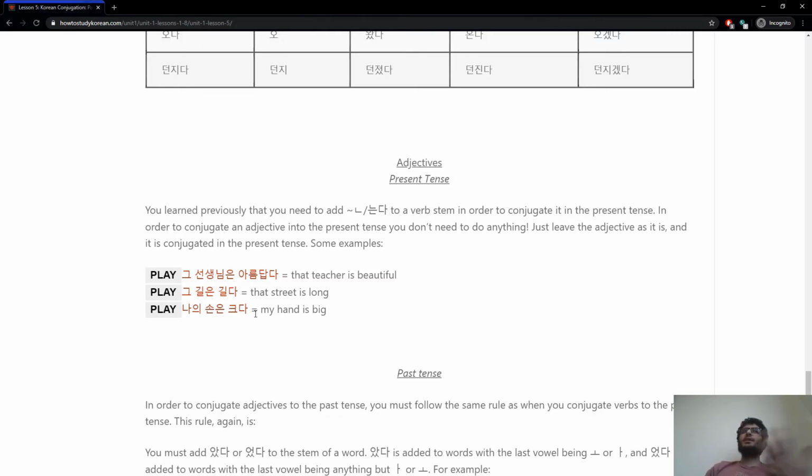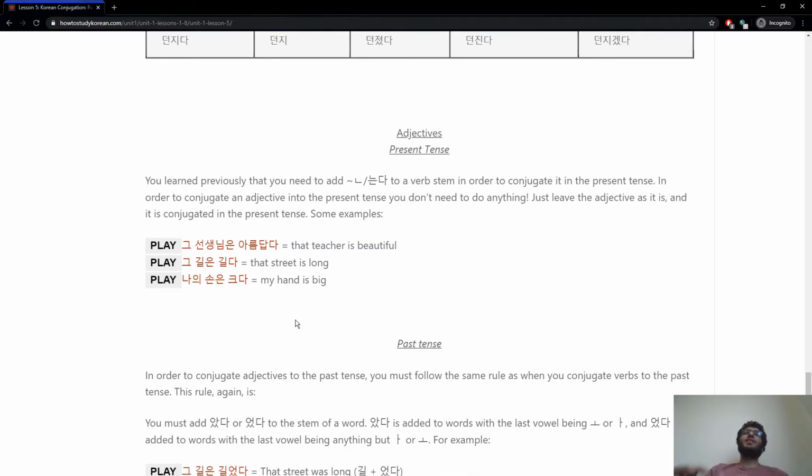길다 becomes 길다. 크다 becomes 크다. 아름답다 becomes 아름답다. So you don't have to change anything. 그 선생님은 아름답다. That teacher is beautiful. 그 길은 길다. That street is long. 나의 손은 크다. My hand is big.